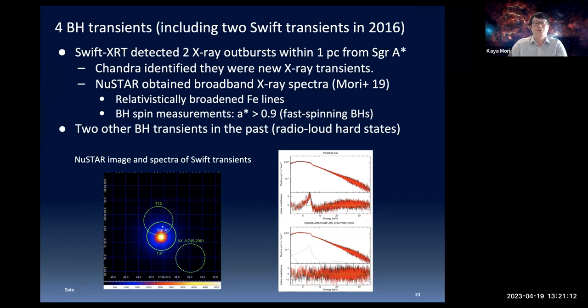And there are two other black hole transients detected in the past. At that time there was no NuSTAR, but they had a radio detection during the hard states, which I think is one of the smoking guns for black hole transients. You should have higher radio emission during the hard states. This is the paper by Gallo et al. 2013, and I think it's well received as one of the smoking guns for black holes.